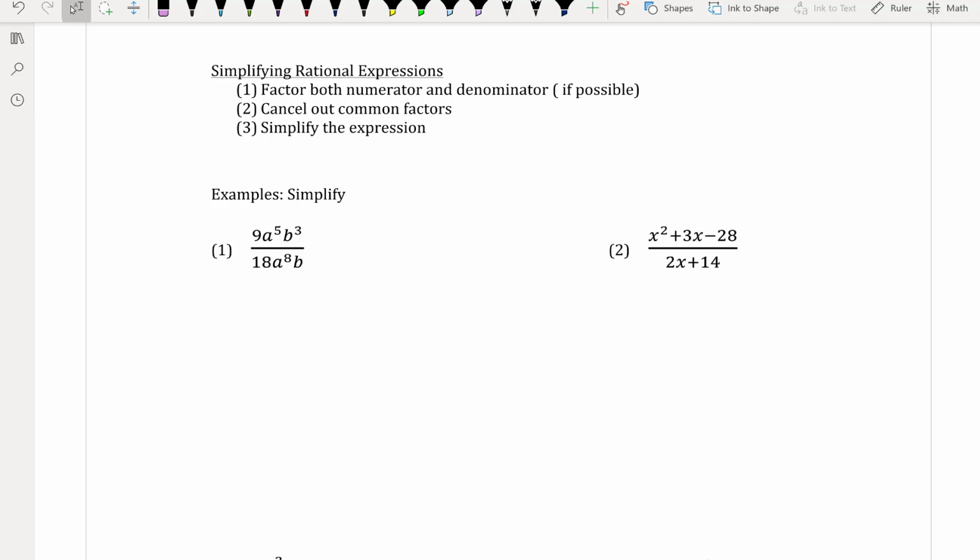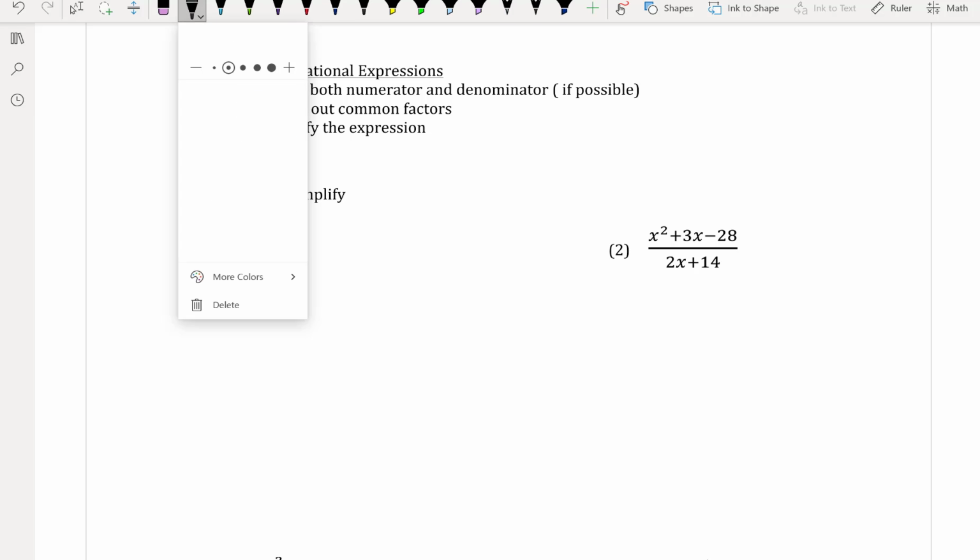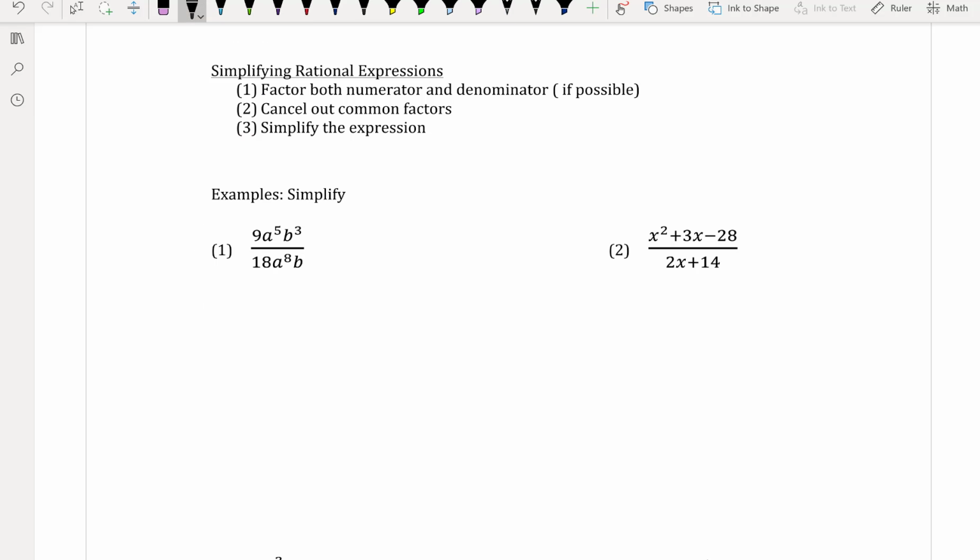Now, for the second part of section 7.1, we are going to be simplifying rational expressions. So in order to simplify these rational expressions, we are going to factor both the numerator and the denominator if possible, cancel out the common factors, and simplify the expression. So what I like to do is split it out. I have my numbers that are being multiplied, so I can think of that being one thing. And then I like to color code it.